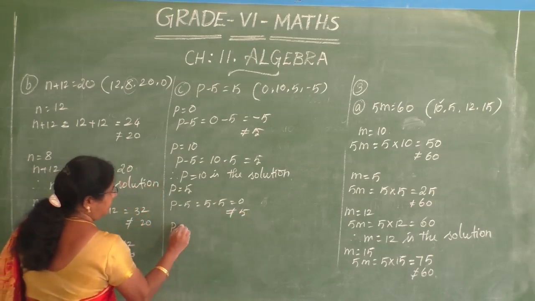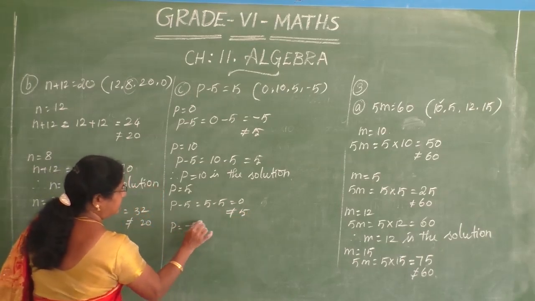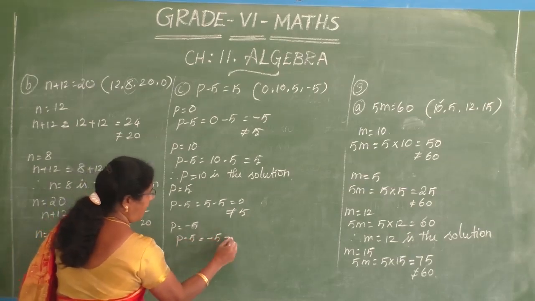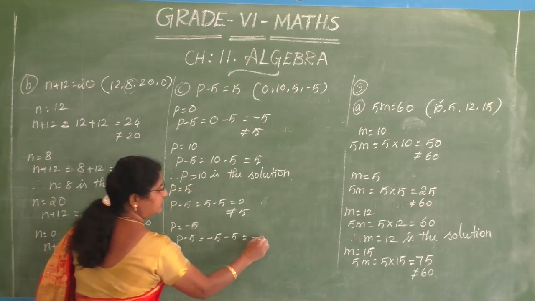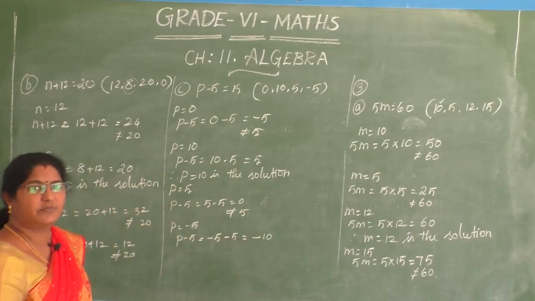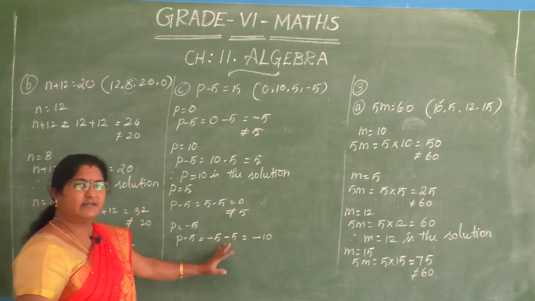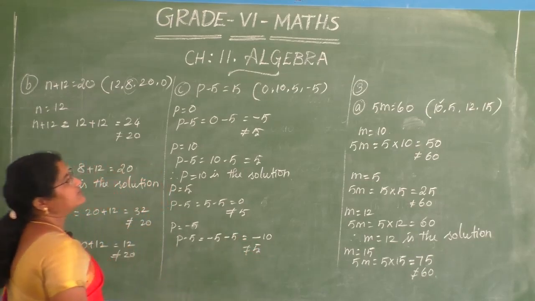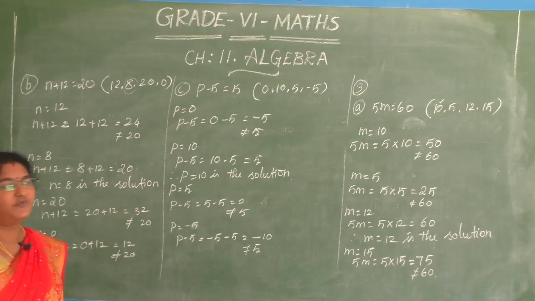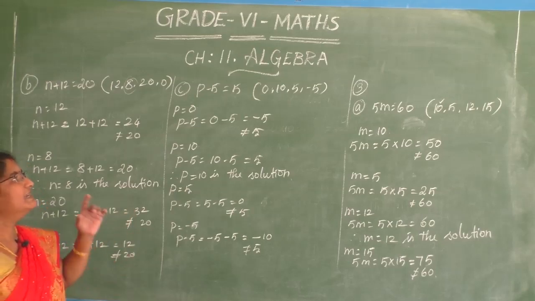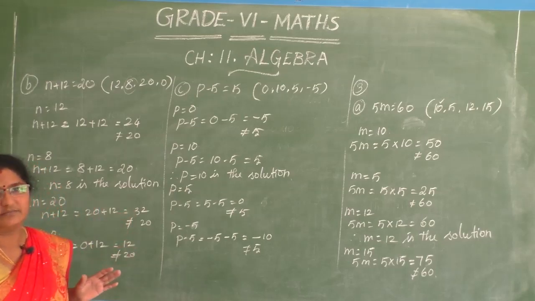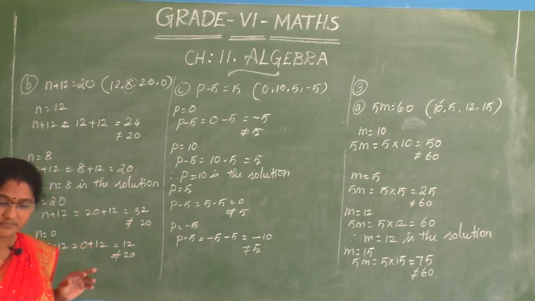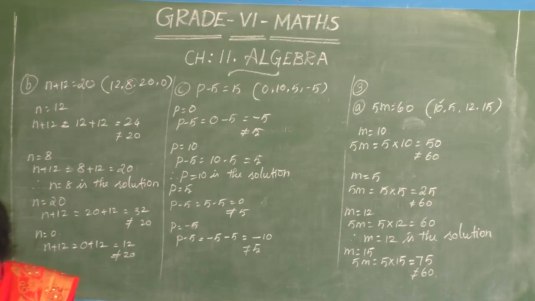Next, P equal to minus 5. So, P minus 5 equal to minus 5 minus 5 equal to minus 10. Integers, do you remember? Both are negative signs, so same sign and add. So, this is not equal to 5. So, in this equation P minus 5 equal to 5, P equal to 10 is the solution. Understand?